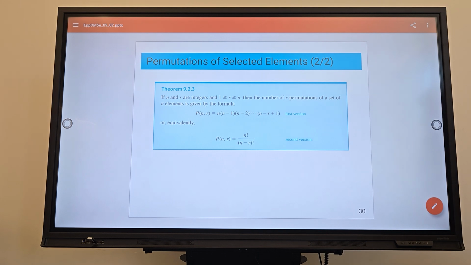If n and R are integers and R is between 1 and n, then the number of R permutations of a set of n elements is given by the formula n times n minus 1 times n minus 2, etc., times n minus R plus 1. Or equivalently, if you want a slightly easier notation, P of n and R equals n factorial over n minus R factorial.